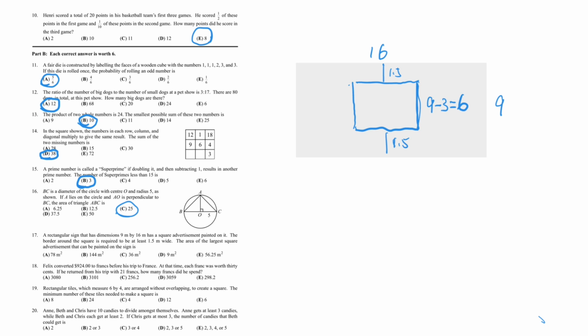The area of the square is side length squared, so 6 squared is 36. Therefore, the area is 36 square meters. That's choice C.